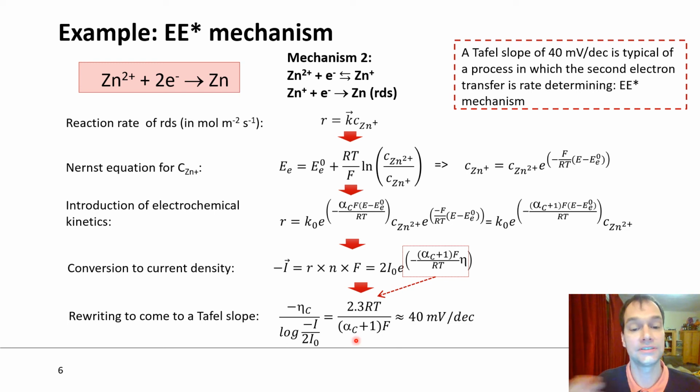And that makes sense because alpha is normally 0.5, more or less. If you add 1 to that, this term is basically 3 times larger. So instead of 120 millivolts, you get about 40 millivolts.